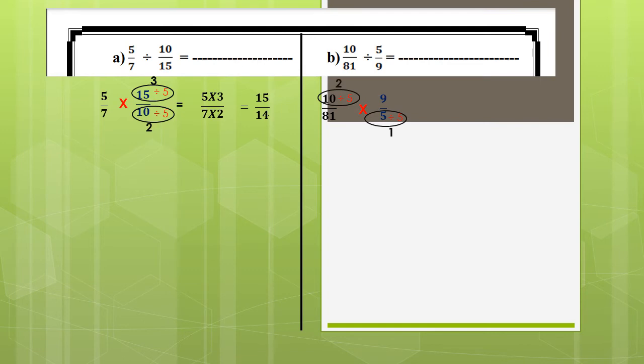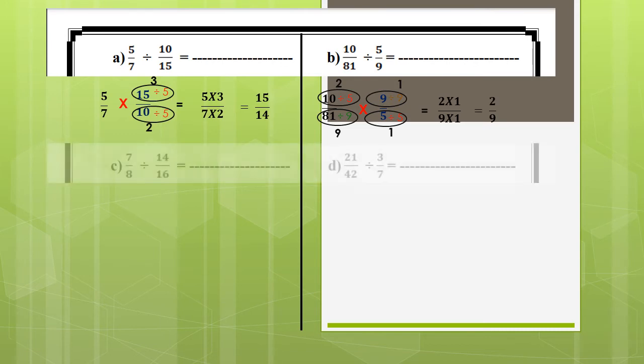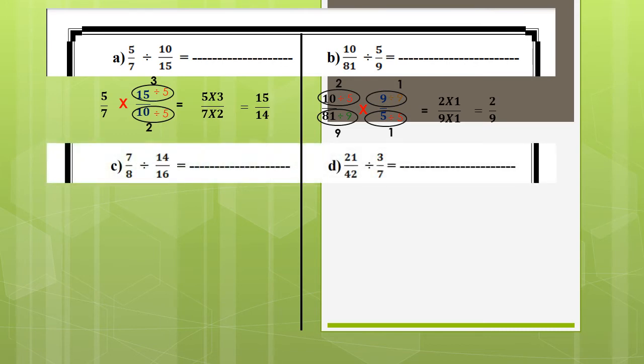81 and 9 are together in table 9, so I'm going to divide by 9 up and down. 81 divided by 9, which is 9. 9 divided by 9, which is 1. Okay, what's left to multiply up? 2 times 1, which is 2. 9 times 1, which is 9, so it's 2 over 9.